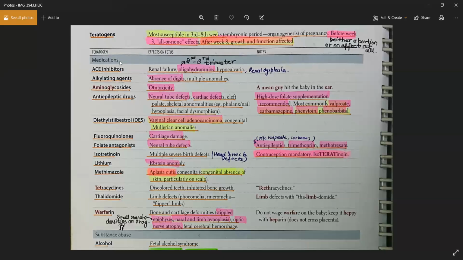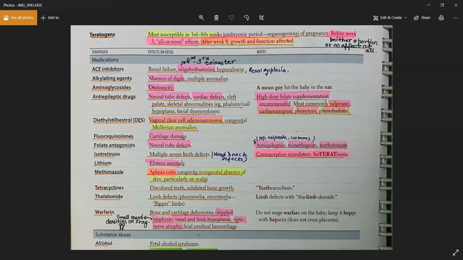So all these drugs are basically teratogenic. Important ones are the anti-epileptic drugs, aminoglycosides, ACE inhibitors, ARBs, DES, other antibacterial drugs. Antibacterial ones are the most important, like aminoglycosides, fluoroquinolones, tetracyclines. Lithium and isotretinoin, you already know. Methimazole, they will ask you why you're switching the patient back to methimazole in pregnancy, to prevent the hepatotoxicity. That's why methimazole is important. Rest all you can forget. Doesn't matter.